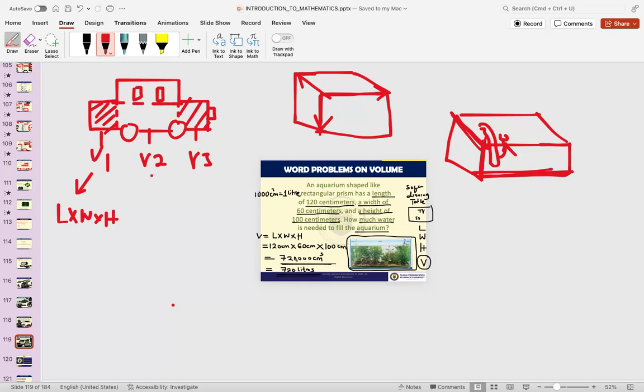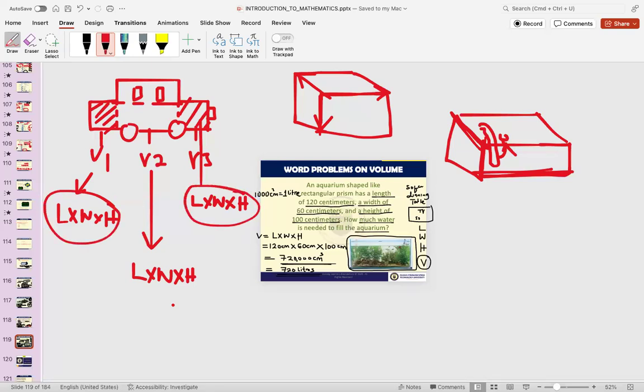And then where the human being sits also has its own length, its own width, and its own height. And where the engine is also has its own length, its own width, its own height. So at the end of the day, you have three volumes: volume for the boot, volume for the engine, volume for where the passengers and the driver will sit. So it's the same trick.